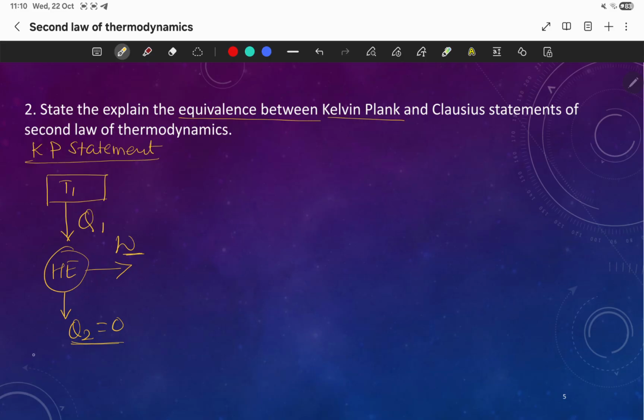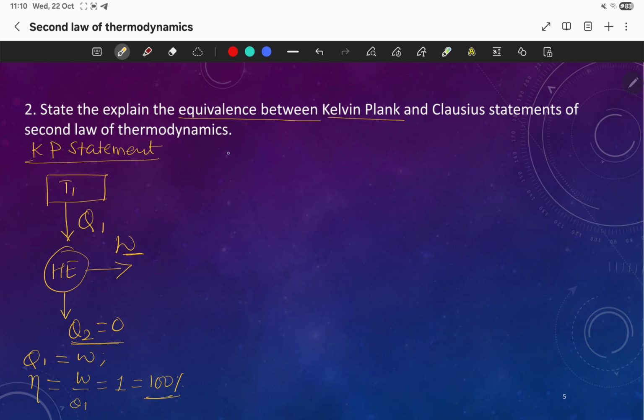So if I write the energy conservation, it will be Q1 equals W, and if I take efficiency, this will be W upon Q1. So this will be 1, and in this we will get an efficiency value of 100%. So it means in any cycle efficiency cannot be 100%. So this is the Kelvin Planck statement, right?